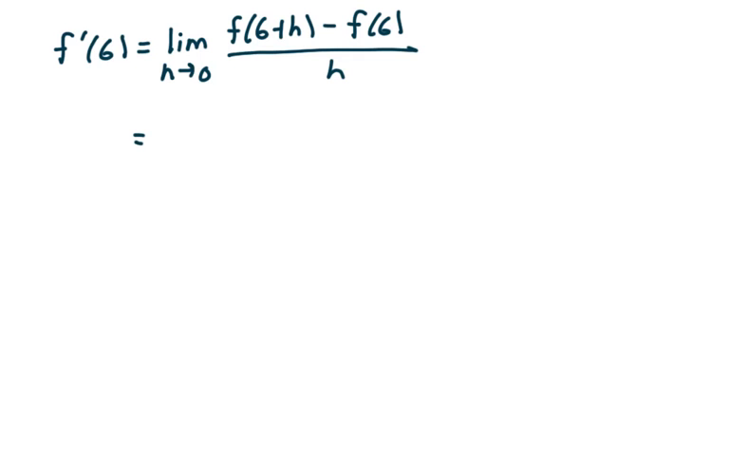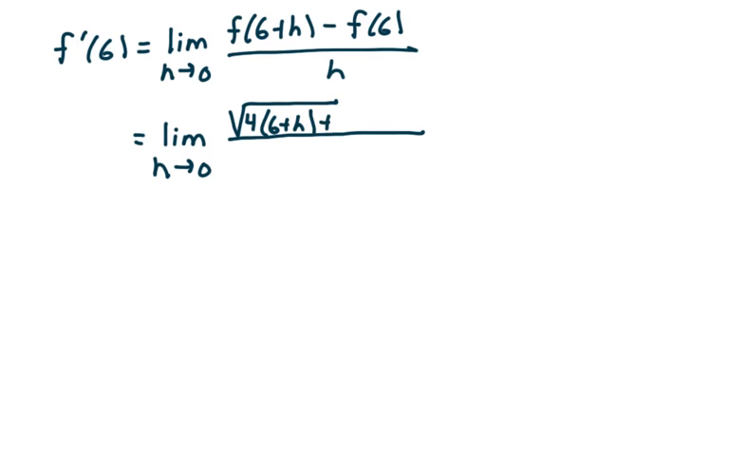And so this is the limit as h goes to 0 of, I'm going to replace x with 6 plus h. So I get the square root of 4 times the quantity 6 plus h plus 1, and I'm going to subtract the square root of 4 times 6 plus 1. And I'm going to divide the whole thing by h.